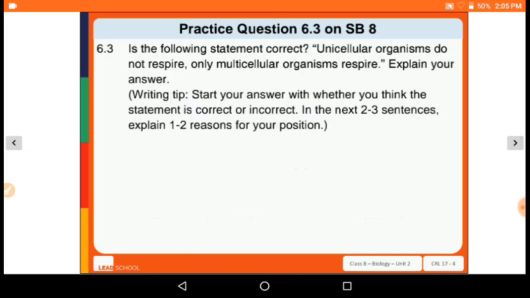Now the next question is 6.3. Is the following statement correct? What is the statement? Let's see. Unicellular organisms do not respire. Only multicellular organisms respire. Explain your answer.